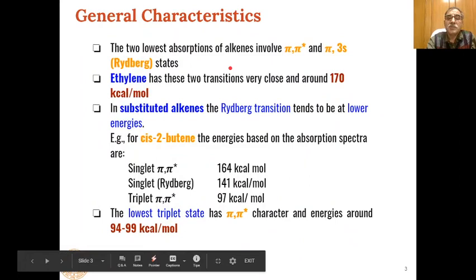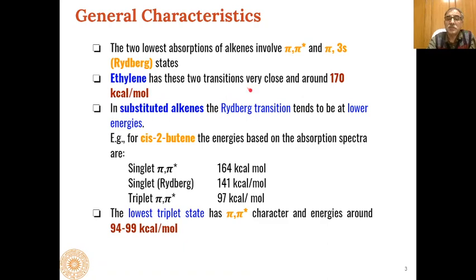Then some general characteristics of these cis-trans isomerization reactions are that in most alkenes only the two lowest absorptions involve a pi to pi star transition or a Rydberg transition, and in the case of ethylene the two singlet absorptions are very close, and around 170 kilocalories per mole of energy is required. Whereas in the case of substituted alkenes, the Rydberg transition is at a lower energy.